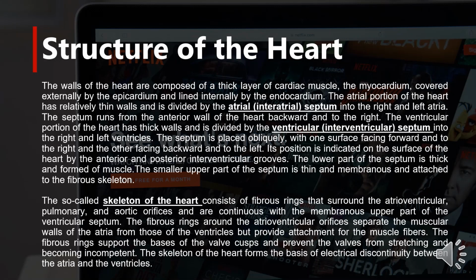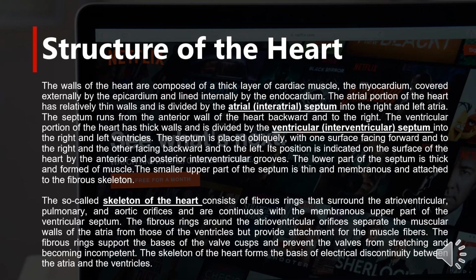Structure of the heart. The walls of the heart are composed of a thick layer of cardiac muscle, the myocardium, covered externally by the epicardium and lined internally by the endocardium. The atrial portion of the heart has relatively thin walls and is divided by the atrial septum into the right and left atria. The septum runs from the anterior wall of the heart backward and to the right.